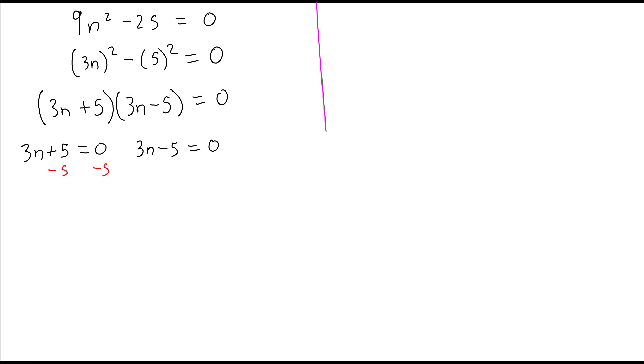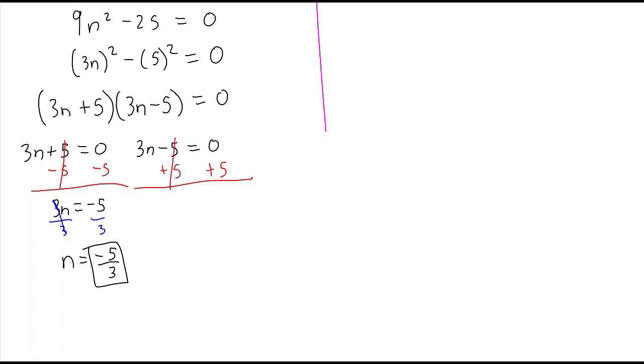Subtract 5 from both sides. 3n equals negative 5. Divide both sides by 3. n equals negative 5/3. And then I'm going to work this one out as well, but I'll just get a positive 5/3, right? Add 5 to both sides. 3n equals 5. Divide both sides by 3. n equals positive 5/3. Okay, so there we go.